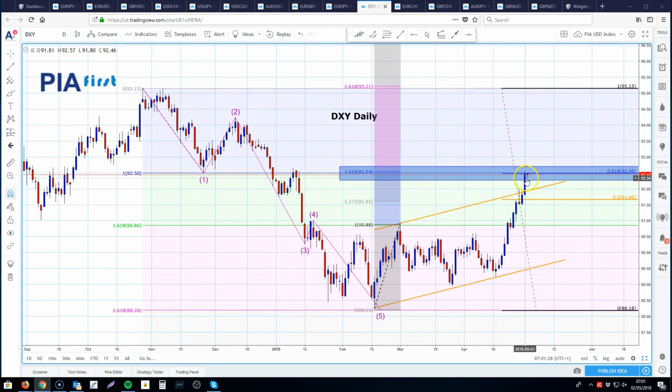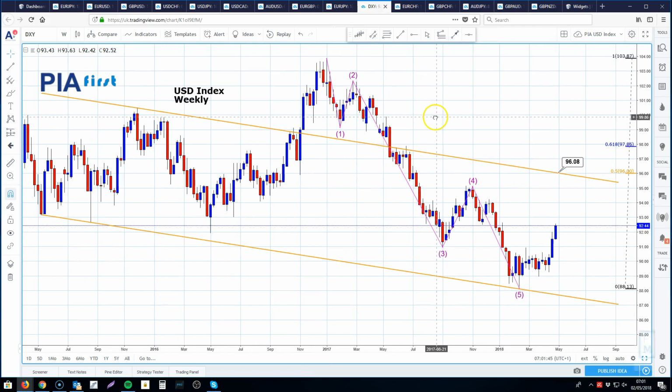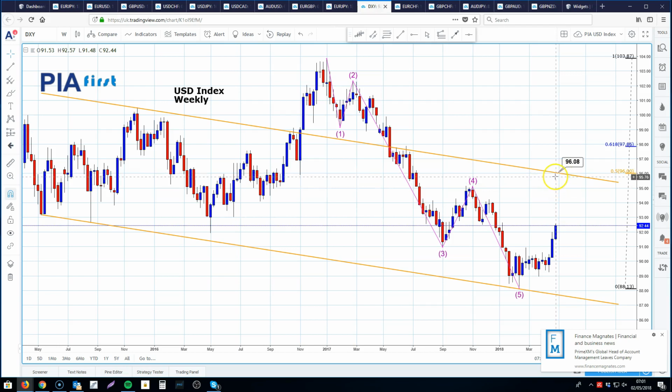So there's ample scope for a move to the downside, what we believe will be a corrective manner, possibly to this reverse trend line support, which comes in around about 92, the figure. And in fact, if we look to the weekly chart, the medium-term focus is still for a drive higher, and we believe that we're going to be really looking and focusing on 96.08 over the medium term.